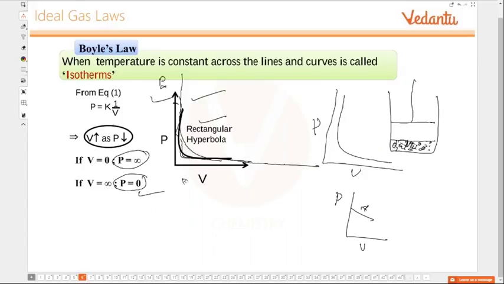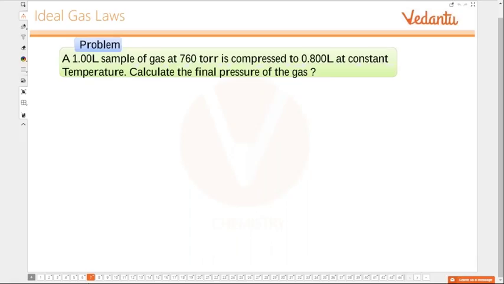Okay? Let us move ahead to the next one. There is a simple problem based on this. P1 V1 is equal to P2 V2. So a 1 liter sample of a gas at 760 torr. Torr is mm, millimeter of mercury. Torricelli, the scientist, was there, so in his honor they have kept this as torr. It is compressed to 0.8 liter at constant temperature. Calculate the final pressure of the gas.